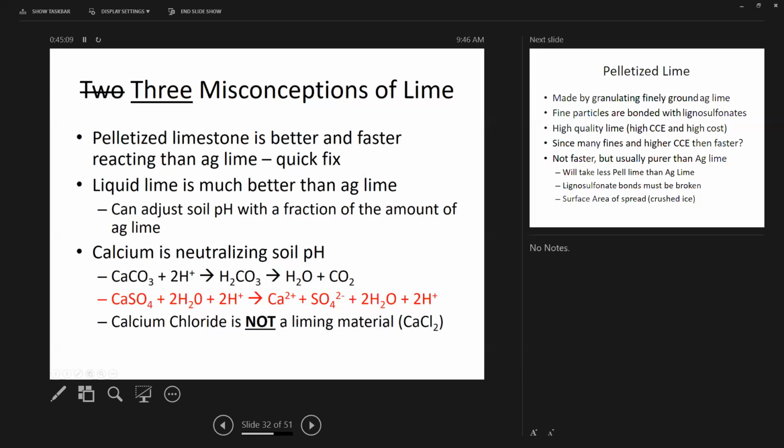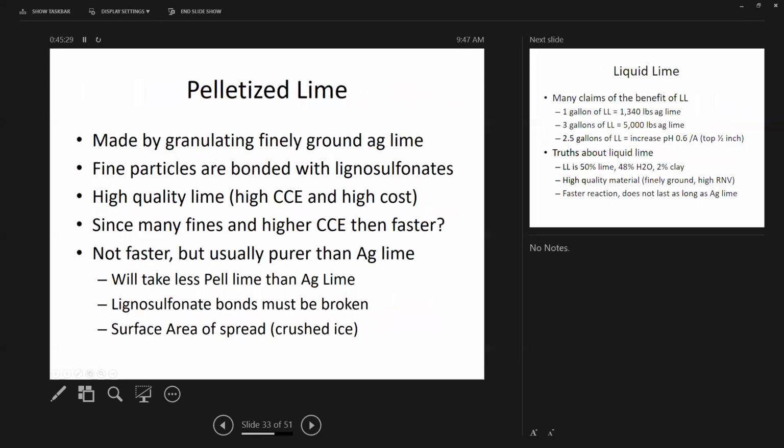As I said, you can form sulfuric acid by taking this H and combining it with the sulfur. Well, if I combine hydrogen with chloride, what do I get? Hydrogen chloride, HCl, that's another strong acid. So it's going to dissociate. So it's not the calcium, it's these oxides and hydroxides.